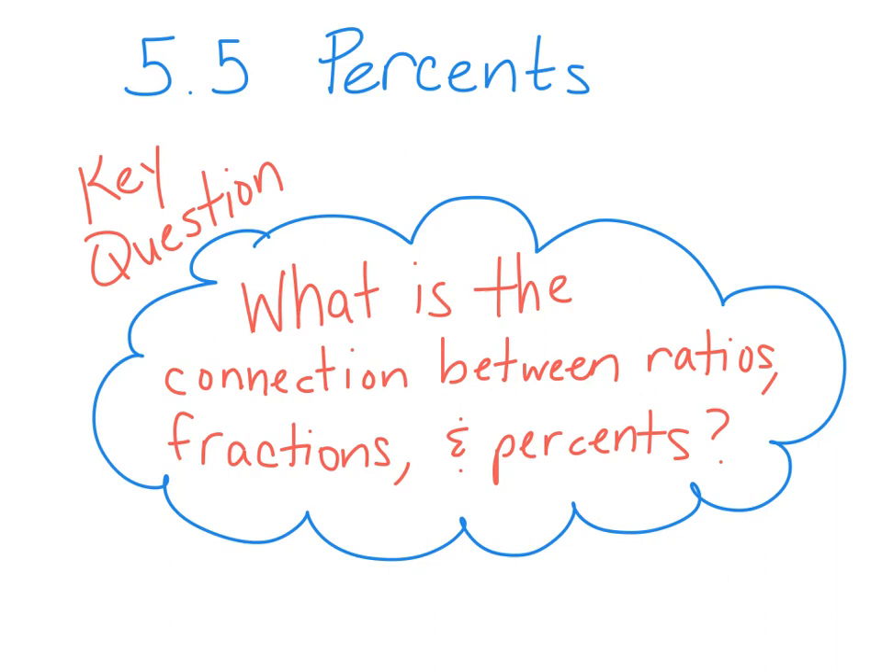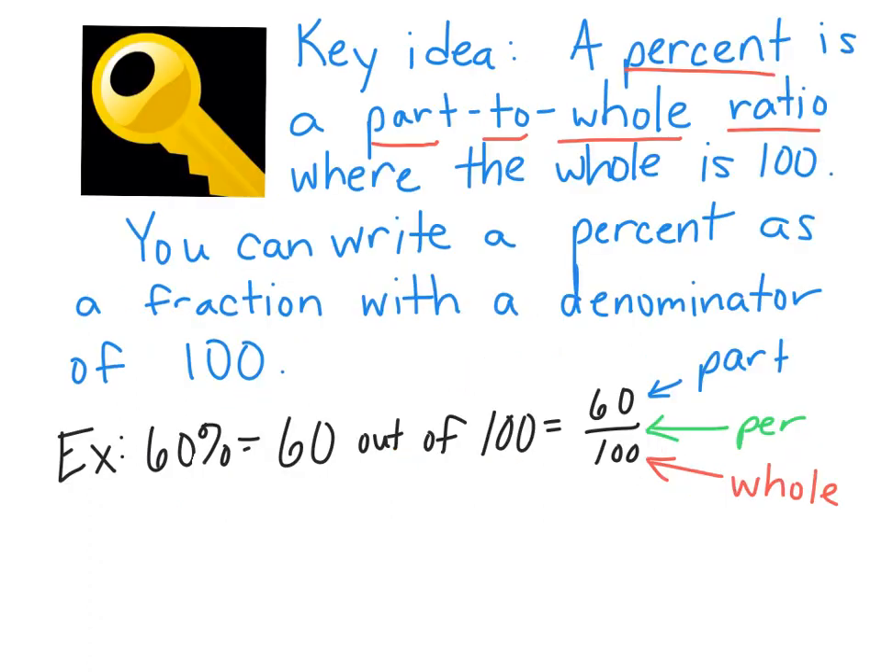In 5.5, we're learning about percents, and the key question I'd like you to keep in mind is, what is the connection between ratios, fractions, and percents? The first key idea here is that a percent is a part to whole ratio where the whole is always out of 100. We know percents are always out of 100.